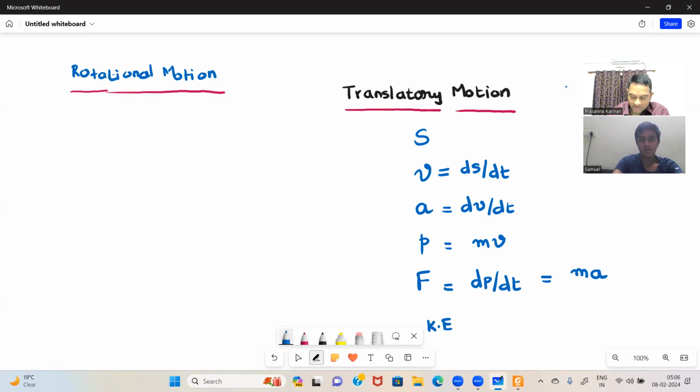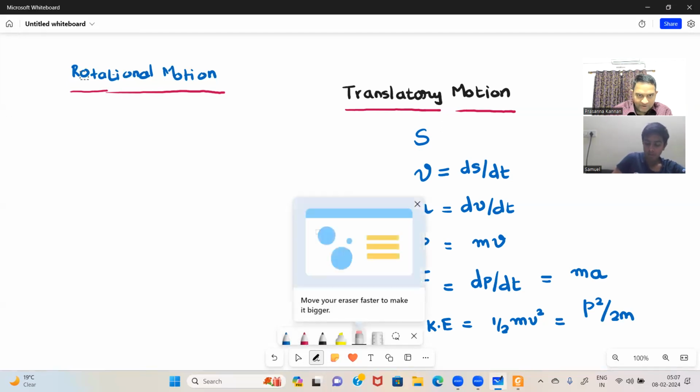What is the expression for kinetic energy? Half mv squared. One more I ask you to remember, right? Yes, Samuel? p squared by 2m. Did I tell you this? Yes. Okay. Now we come to rotational motion, right? Yes, sir.